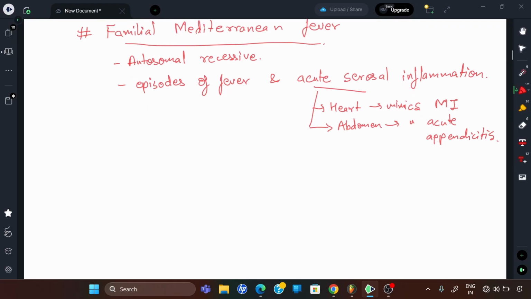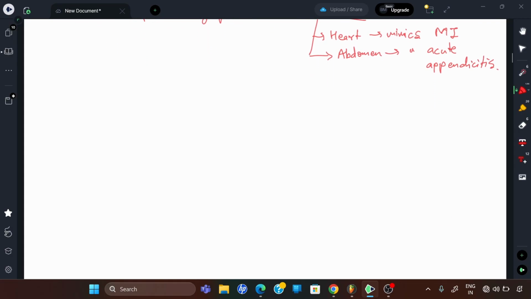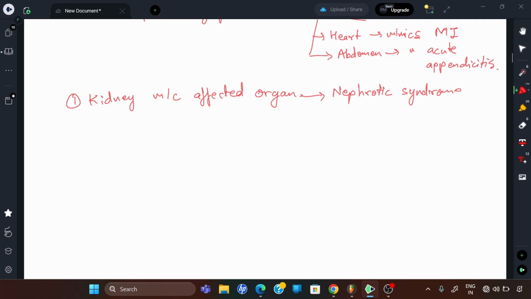Now talking about the general clinical findings of amyloidosis or systemic amyloidosis, the first thing is that the kidney is the most commonly affected organ. Now as the kidney is the most commonly affected organ, there will be deposition of misfolded proteins in the kidneys, and what you will see is proteinuria that may be indicative of nephrotic syndrome.